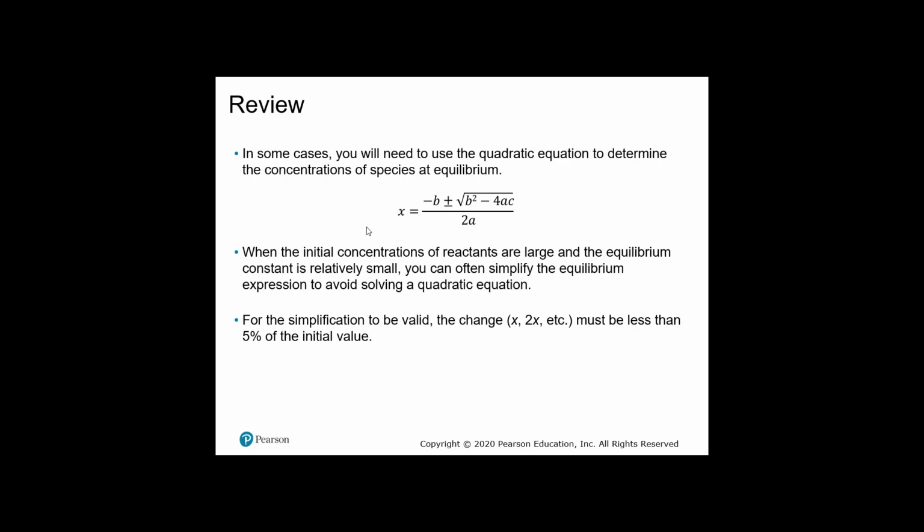So when the initial concentration of reactants is large and the equilibrium constant is relatively small, you can often simplify the equilibrium expression. That's when we do the simplification to avoid doing the quadratic. So this section was about the quadratic equation and simplification. And if you're able to do the simplification, that's wonderful, because then you don't have to use that nice pretty formula that's right there. That's it.